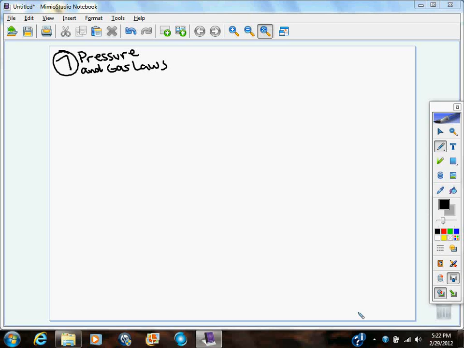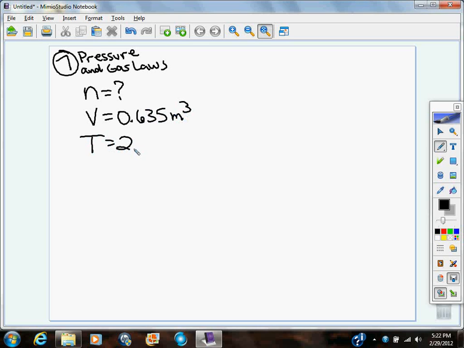Now look at number 7 from pressure and gas laws. This problem says, how many moles of air, if you're looking for the number of moles, that's n. So that's your unknown. How many moles of air are in a refrigerator with a volume equal to 0.635 meters cubed at a temperature equal to 2.00 degrees Celsius and a standard atmospheric pressure.